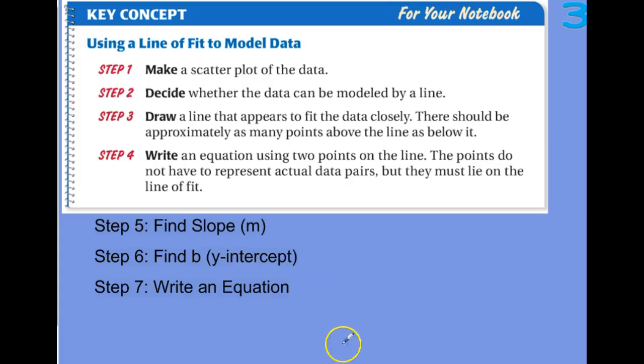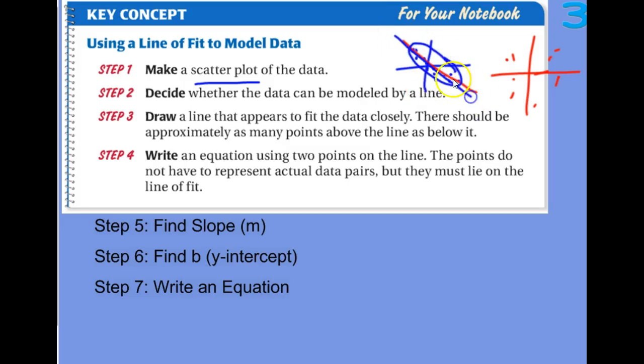Now we're going to use that to do a little bit more. This slide is just talking about the steps that we're going to take. First, we're going to make a scatter plot, or a bunch of dots. We're going to plot a bunch of points. Then we're going to decide whether it can be modeled by a line. Can you put a line through it or not? Are they just too random that it's not going to make sense? Then we're going to draw a line that appears to fit the data closely. Like I said, we're going to circle it and put a line through it, or just make sure there's the same amount above and below.